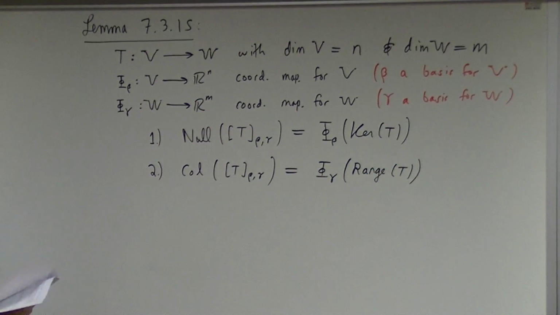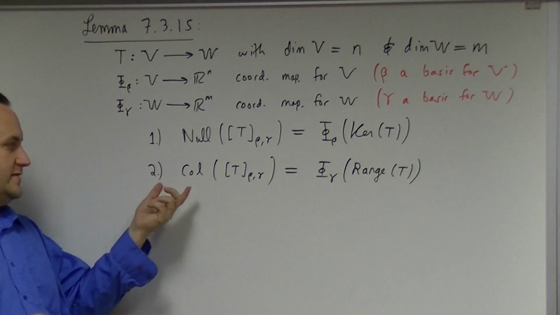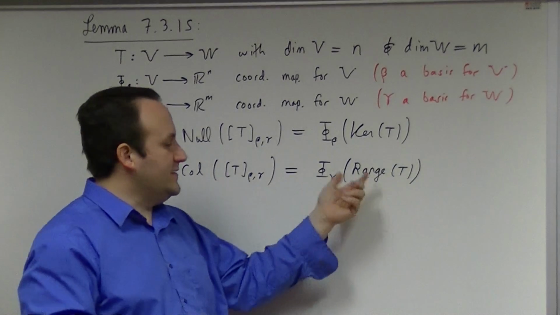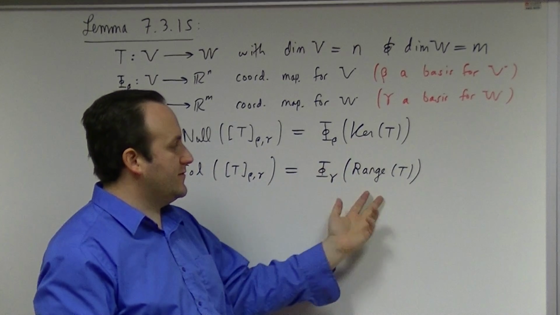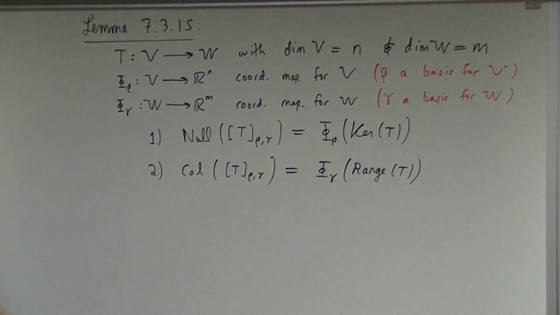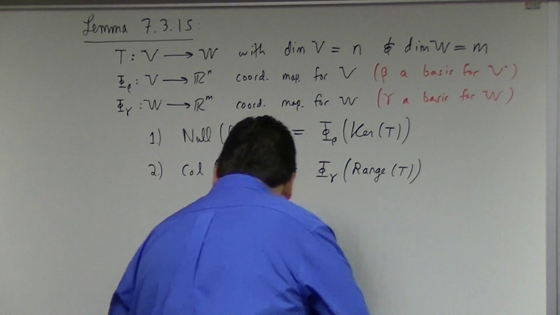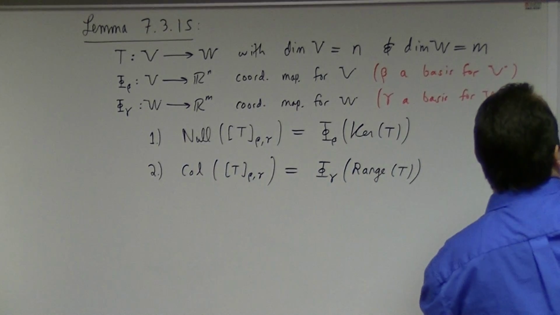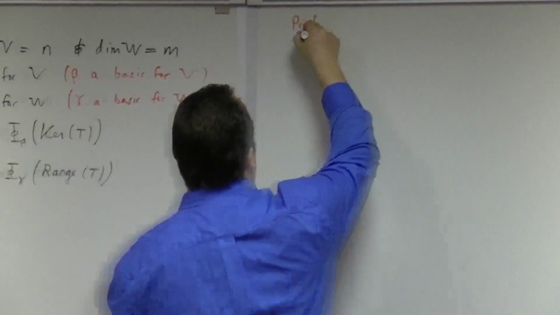This is an interesting lemma because it relates this concrete null space or column space, which are statements about column vectors, to something about this abstract linear transformation, where we're talking about kernels and ranges. Okay, so let me go ahead and prove the first one, and then I will try to look at an example of this that we can play with today.